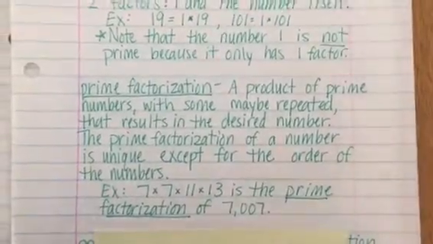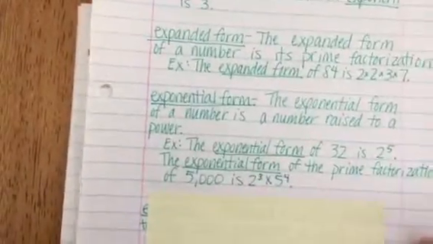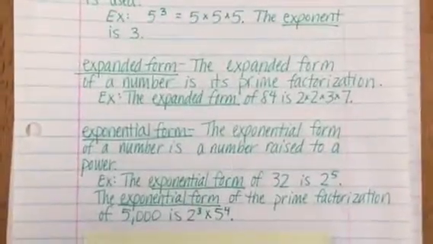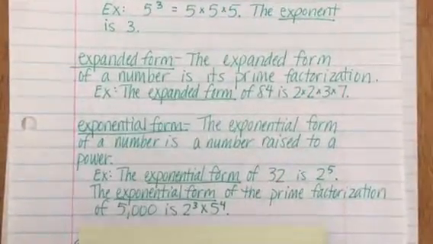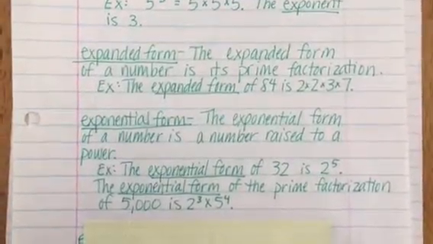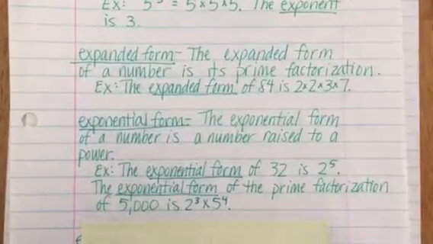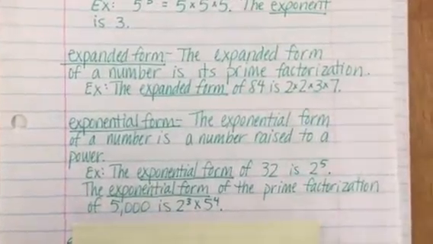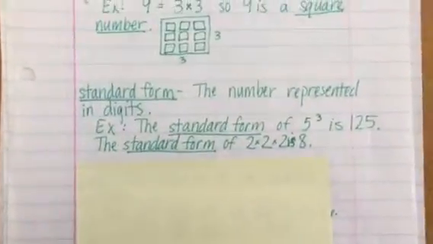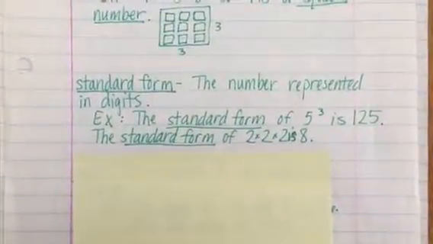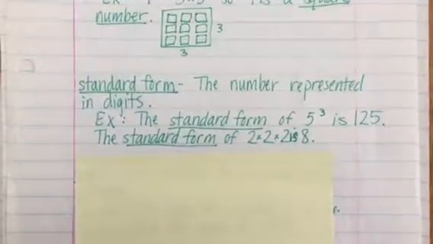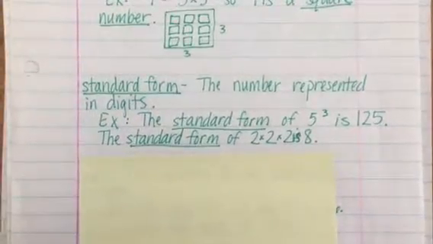Next, we have two definitions that go on your E page, expanded form and exponential form. Again, pause the video, copy the definitions, and come back when you're ready. Finally, we have the definition for standard form. One last time, pause the video, copy the definition, and come back when you're ready.